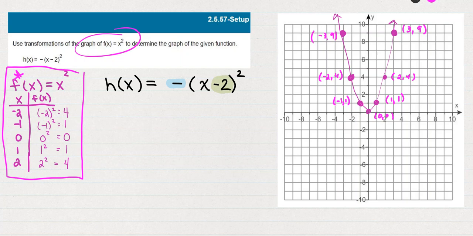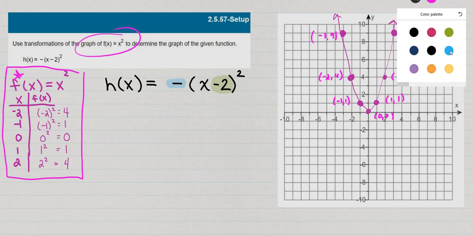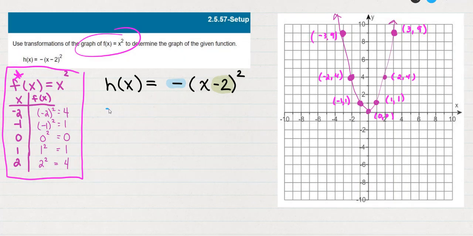Now let's look at these two transformations. We've got this blue transformation, the negative out in front. And when we put a negative out in front, that transformation says to reflect on the x-axis. So what that's going to do is this parabola, instead of opening upward, is going to open downward. So this point, -1, 1 would become -1, -1. -2, 4 would be -2, -4, and so on. So I would get these blue points because of that reflection on the axis.